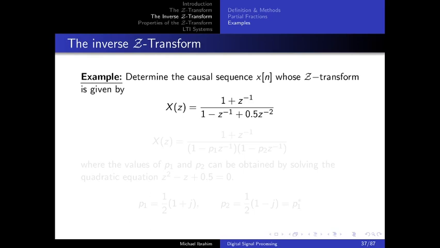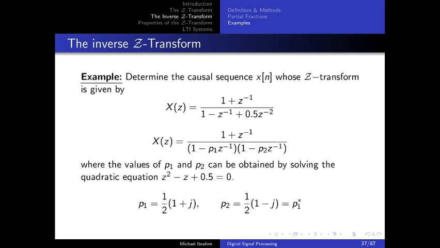Okay, so x of z is a rational function. It's a proper one. The numerator is of order 1 and the denominator is of order 2, so it's a proper rational function. And we need to factorize the denominator. We can use a calculator in this case, and we will get the poles to be complex poles. One pole is located at half (1 plus j) and the other pole at half (1 minus j). And as you can see, the poles are complex conjugates.